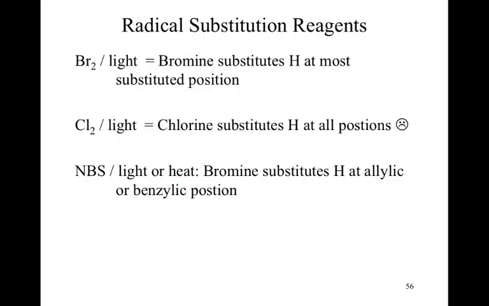So, radical substitution reagents: Br2 and light. Bromine will substitute for hydrogen at the most substituted position. Cl2 and light, chlorine will substitute hydrogens at all positions. That sucks. We tend to avoid it. NBS and light or heat, bromine substitutes a hydrogen at the allylic or benzylic position. Remember, both of them have similar chemistry.